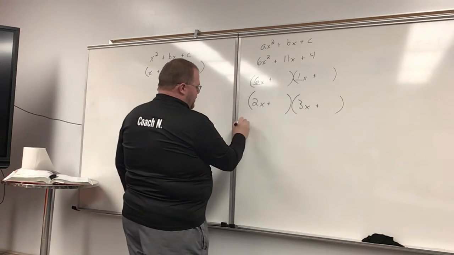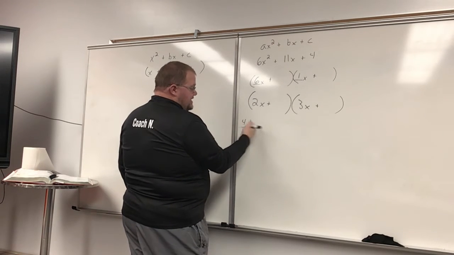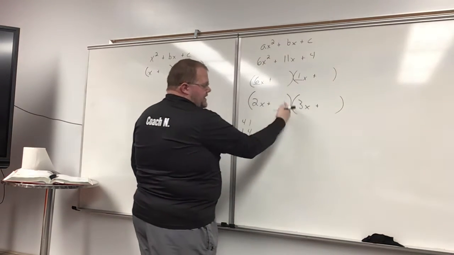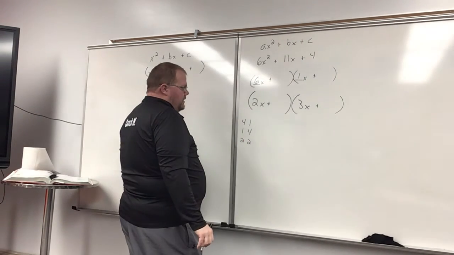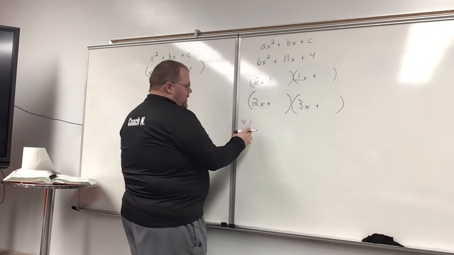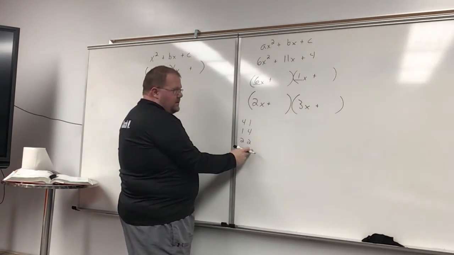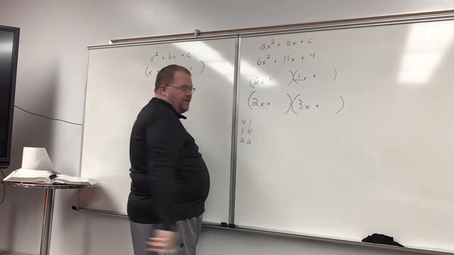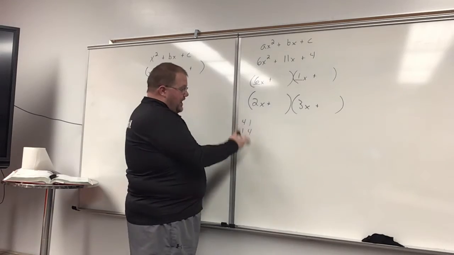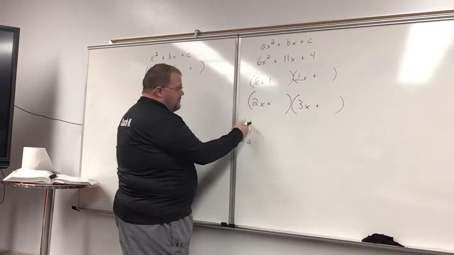Factors of 4. Well, we could have 4 and 1. We could have 1 and 4, because these two are going to matter, which one is multiplied to which thing. Or we could have 2 and 2. So we may have to check this one with all 3 of those combinations, and we may have to check that one with all those combinations. So we could have to do this 6 different times. So let's start plugging them in and seeing what happens.